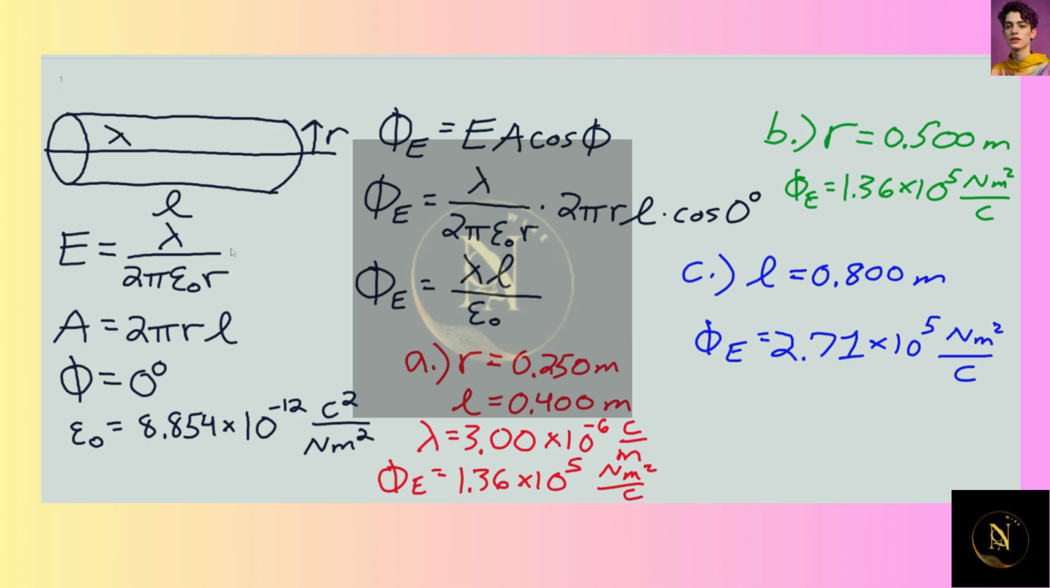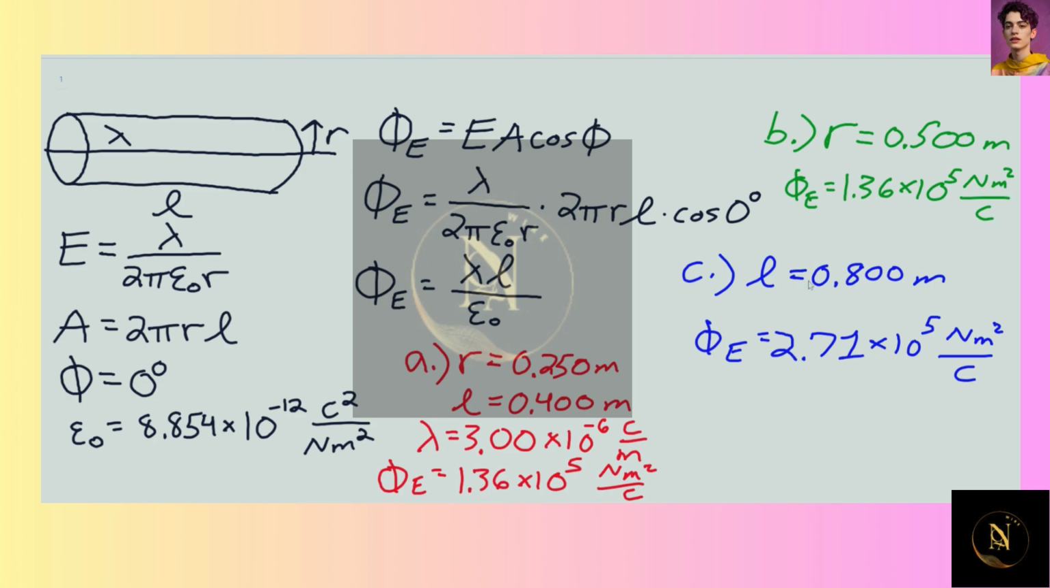As we're given in the problem and shown in the example, the electric field is lambda over 2 pi epsilon naught r. Epsilon naught is our universal constant, 8.854 times 10 to the negative 12 coulomb squared per Newton times square meters. So I've just made a note of the constant.